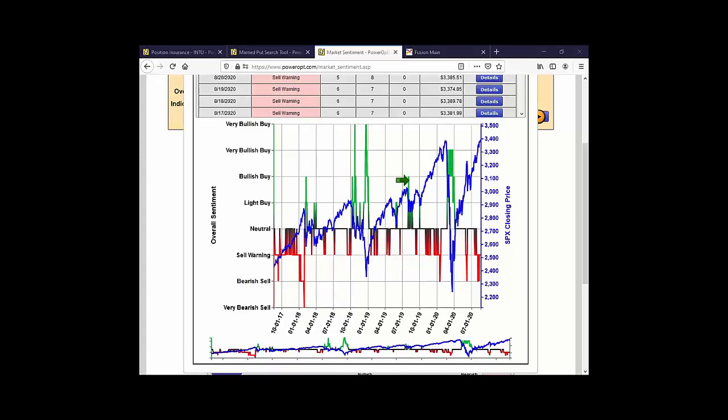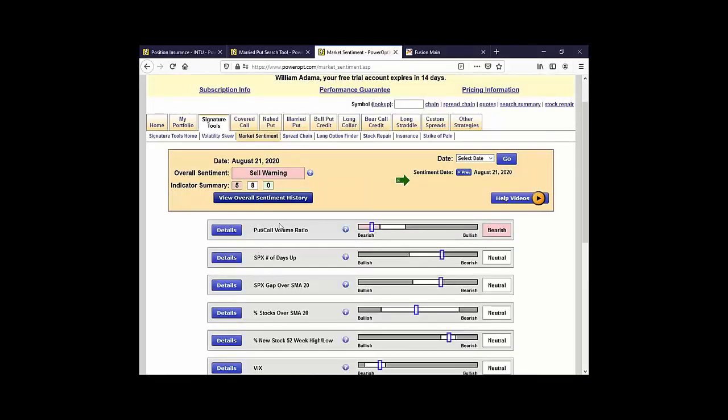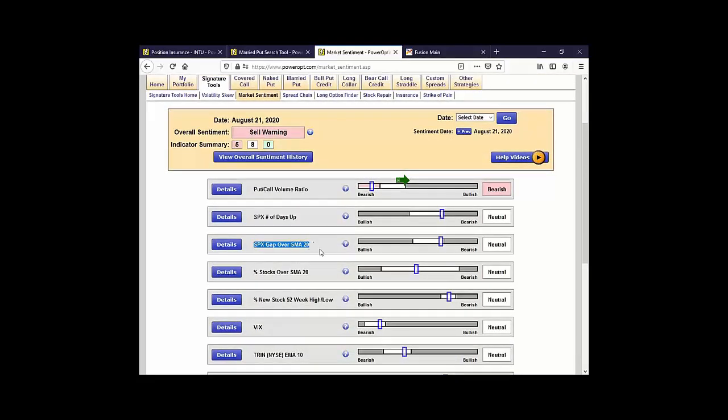Okay, so this is just a graph to help you sort of view this a bit. Now, as I mentioned, there are 13 broad-based indicators that are used, called volume ratio, SPX number of days up, the SPX gap over the SMA 20. This is your first question, William. To do this, though, let me go back.